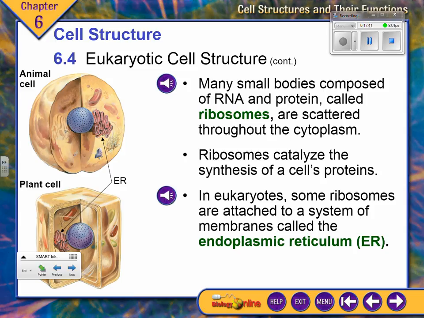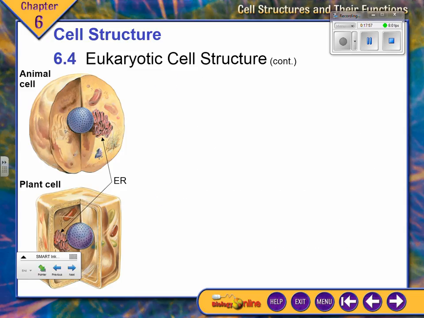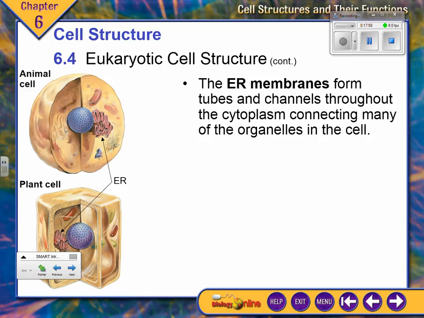You can see it in the teal colored part of the model. If it's studded or embedded with ribosomes, it's rough ER. The ER has to do with modifying, storing, and shipping the proteins, so they have a tight relationship. Again, these things are made out of membranes.